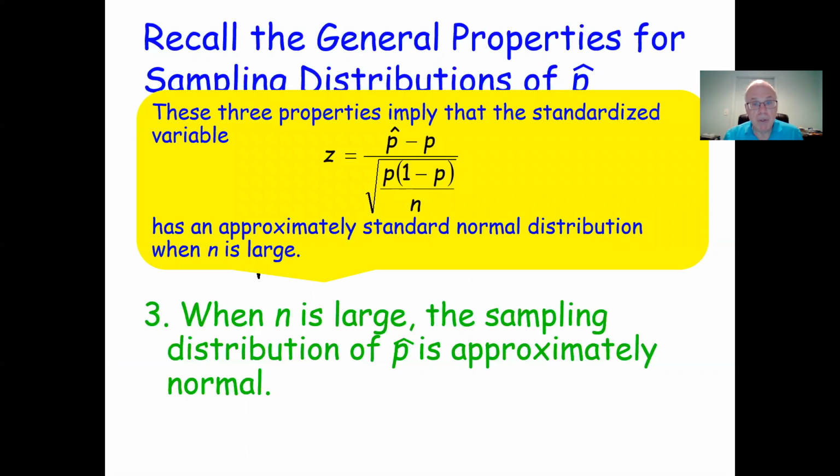Now, the standardized Z that we're going to use in hypothesis tests has the following equation. The numerator is our sample proportion that we got from the sample we selected, minus p, which is the hypothesized proportion. It's that number that shows up in the hypothesis test, both for the null hypothesis and for the alternative hypothesis. And the denominator is our standard error. It's the square root of our hypothesized proportion times 1 minus the hypothesized proportion, divided by the sample size.